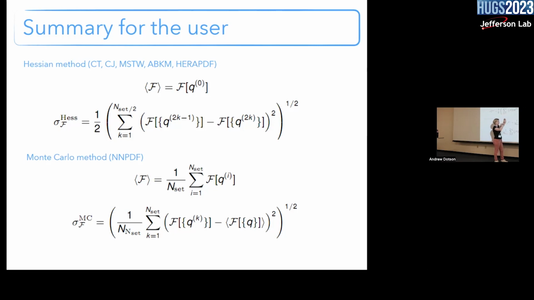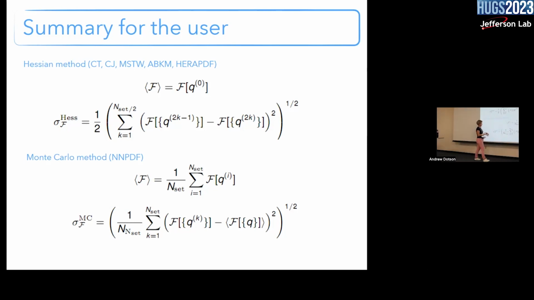So you have to take the paired variation along each of the eigenvectors. You take k from 1 to the number of members divided by 2, and you pair the odd and the even, and you square the difference. So you go eigenvector by eigenvector, and you sum up in quadrature the uncertainty on the parameter space. And this reflects the uncertainty on the PDF.